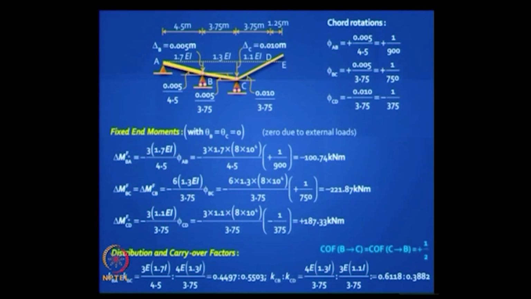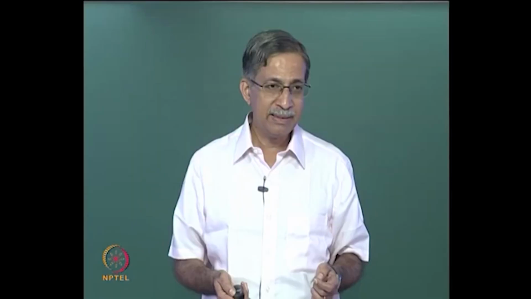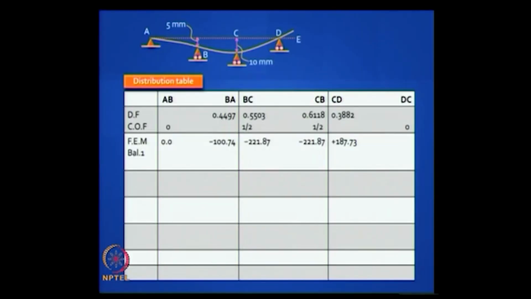There is a support at D. And as far as carryover factors are concerned, you do not carry over to the simple supports. So you have only a carryover from B to C and from C to B, and it is equal to half. So this is the distribution table. As you can see from the number of lines I have drawn, you do not get it in one cycle. So how do we do this?